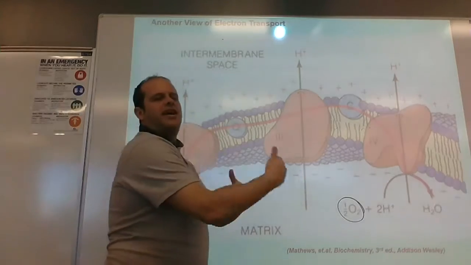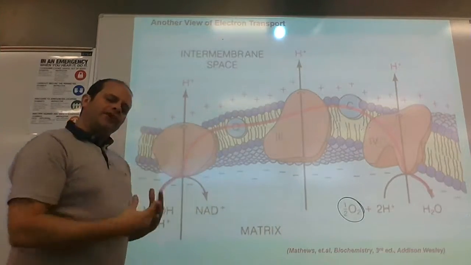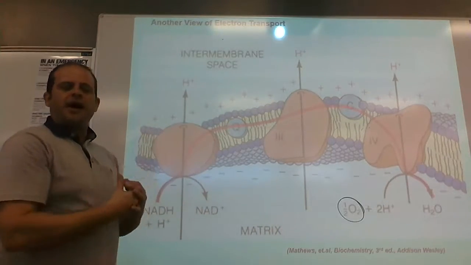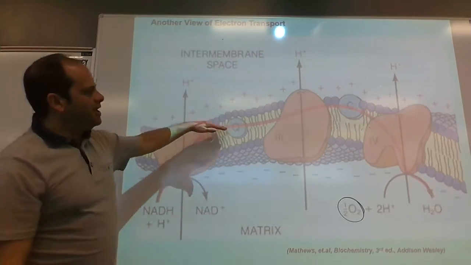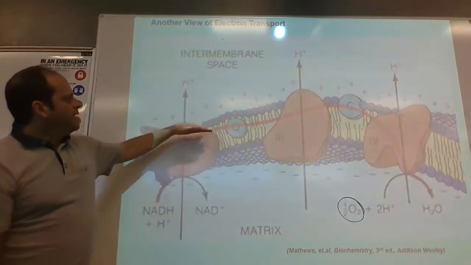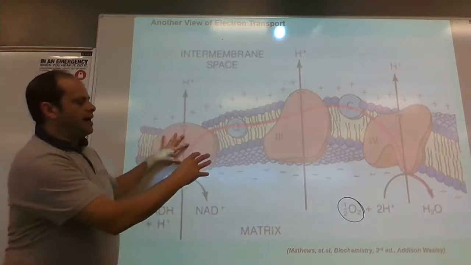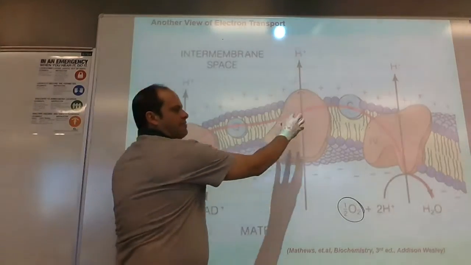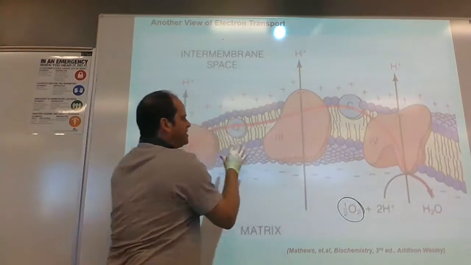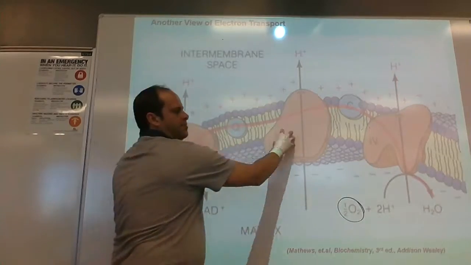And as a rock falls down a hill, it gives off energy, and that energy has to be coupled. A similar thing is happening in the electron transport chain. The electrons are passed. You have membrane-bound carriers. You can see here, these are embedded in the phospholipid bilayer.